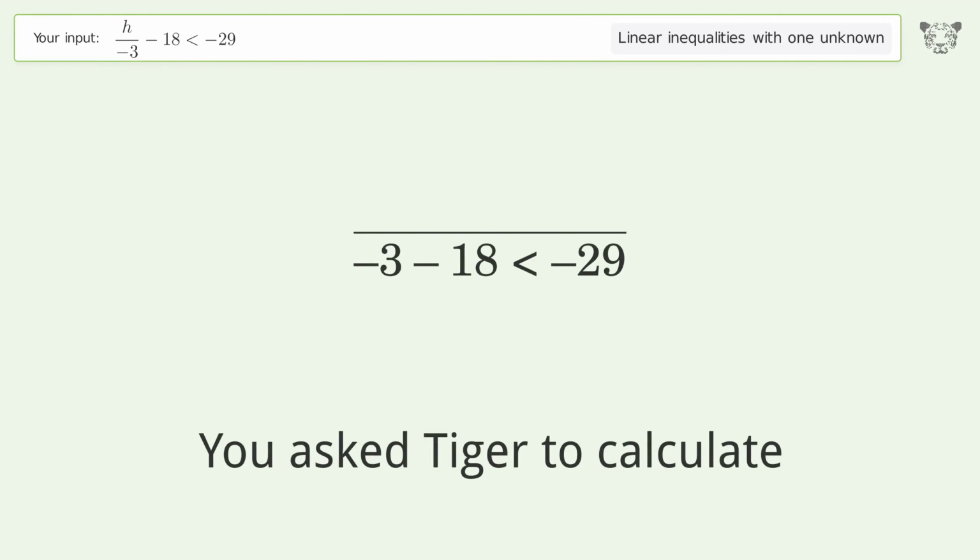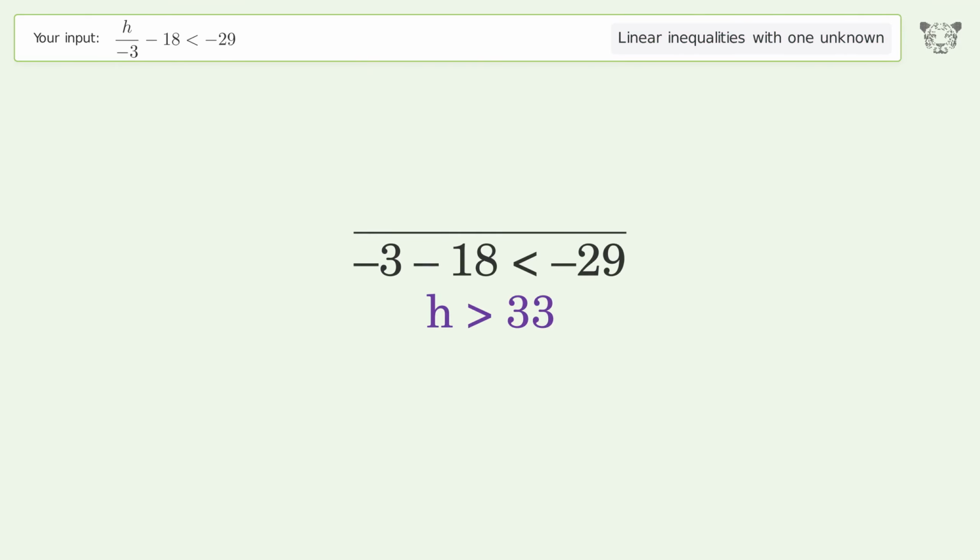You ask Tiger to calculate. This deals with linear inequalities with one unknown. The final result is h greater than 33. Let's solve it step by step.